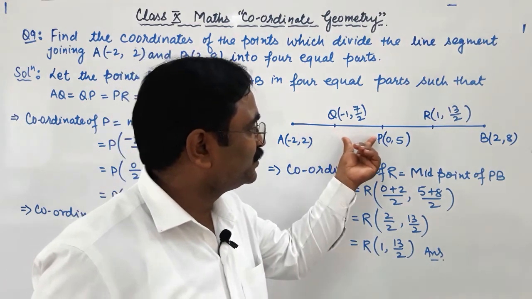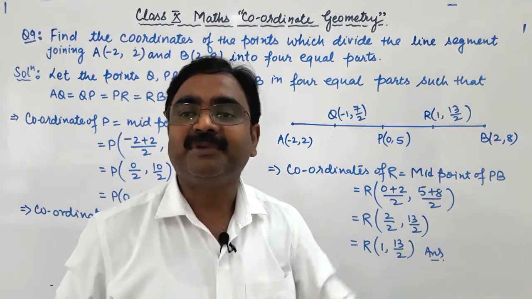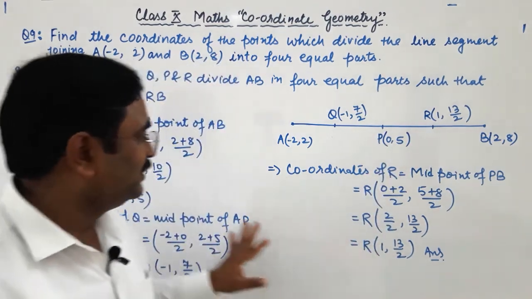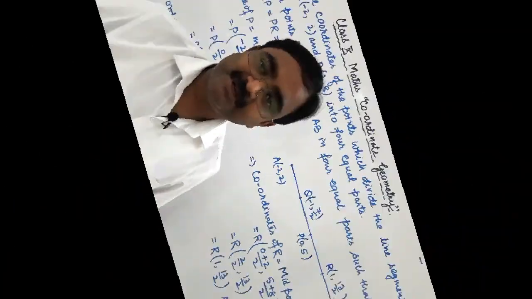AQ is equal to QP is equal to PR is equal to RB, and their coordinates are found like this. Here is the procedure. Okay?